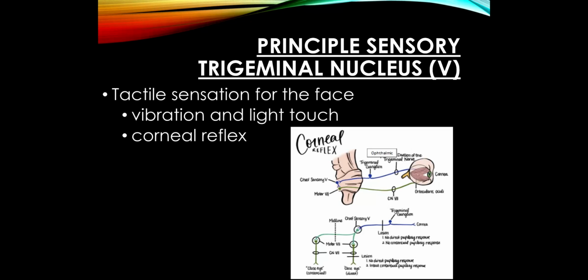All right, and here is just a drawing we talked about earlier of the corneal reflex. When you touch the cornea, the chief, or primary, or principal trigeminal sensory nucleus activates both facial nerve nuclei. So again, you touch the cornea, and the chief sensory trigeminal nucleus activates both facial nuclei so that both eyes close. Just recall, it's important for the corneal reflex, but it also mediates vibration and light touch sensation.